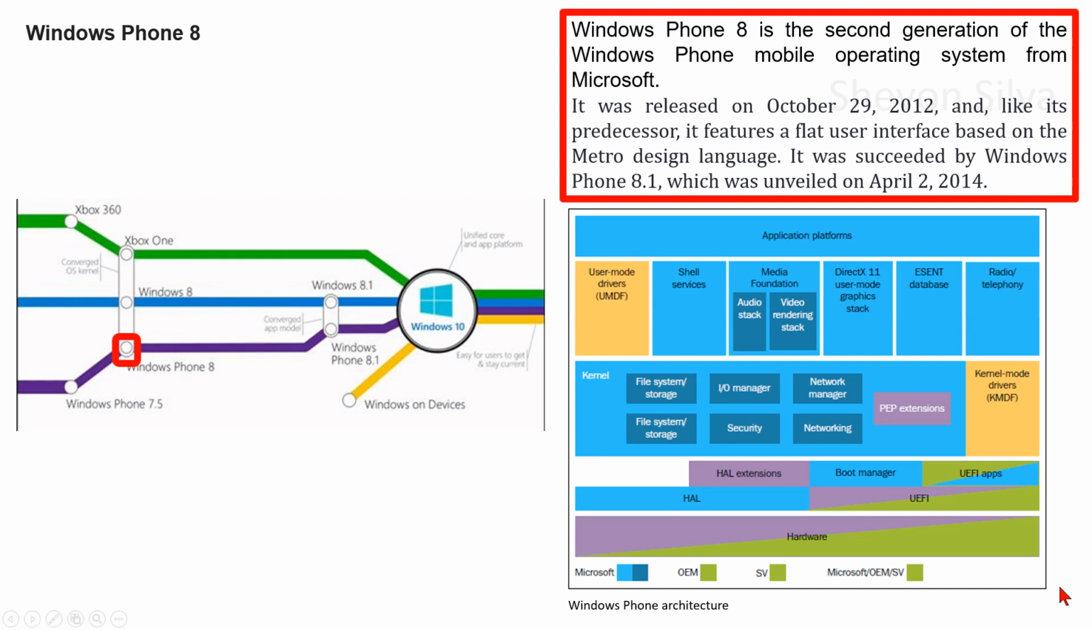Additionally, it comes through original equipment manufacturers, OEMs, and independent hardware vendors, IHVs, that write the required drivers to support the phone hardware and specific components. Here SV refers to SoC vendors.